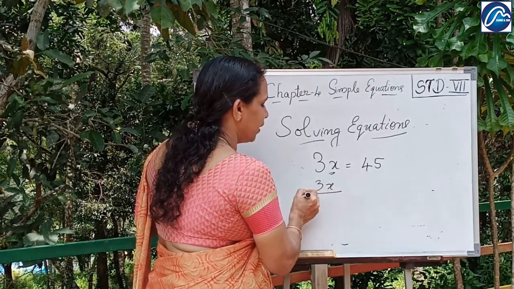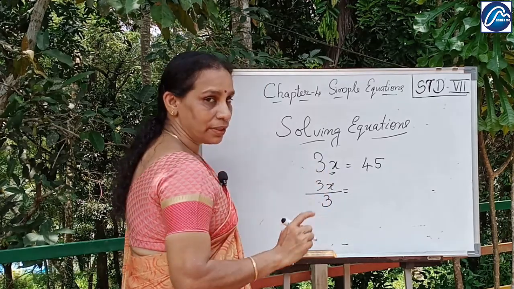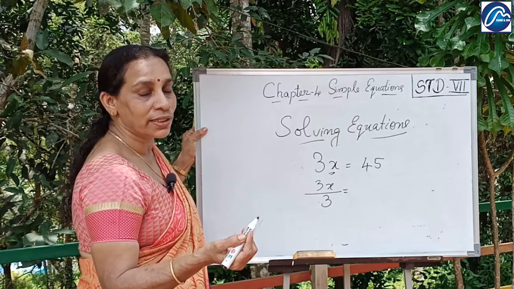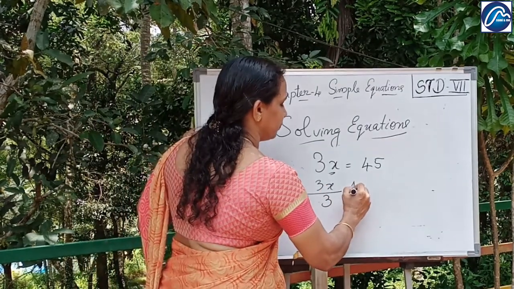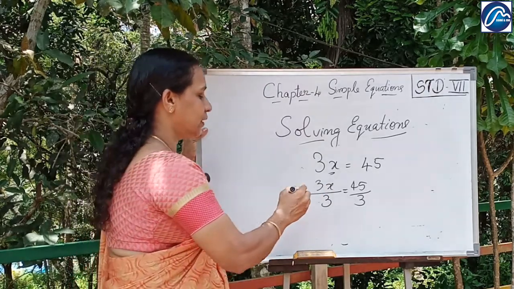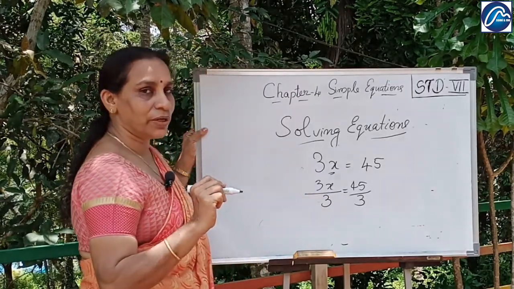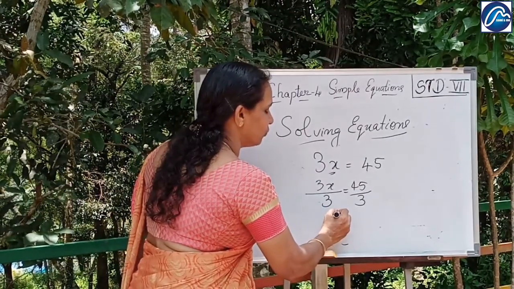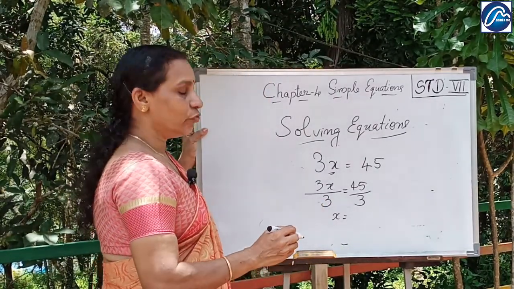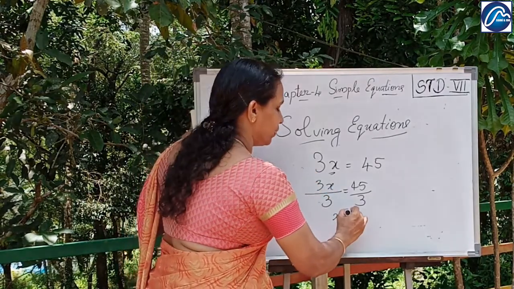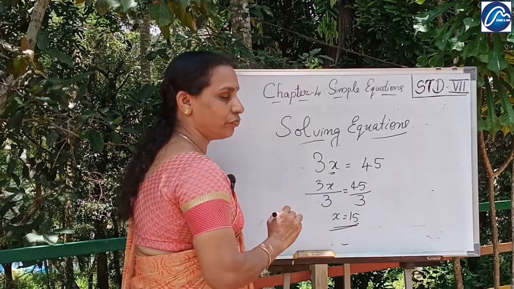3x divided by 3. The same operation we will do on the right hand side. What is 3x by 3? 3 divided by 3 is 1, and this is 1x only, so we will write x. And 45 divided by 3 is 15. So the result is 15.